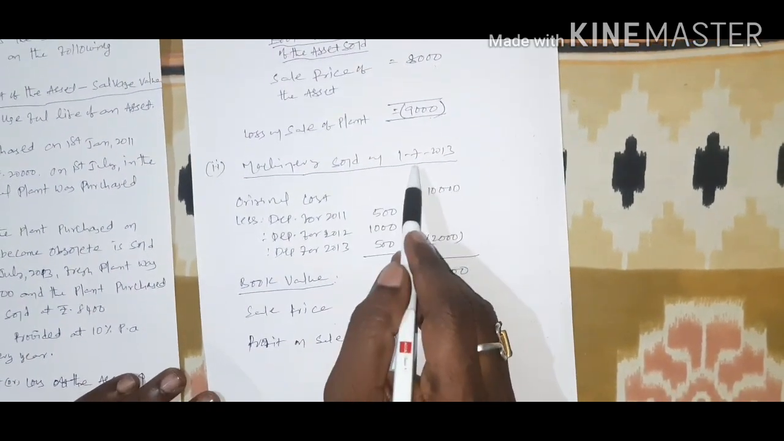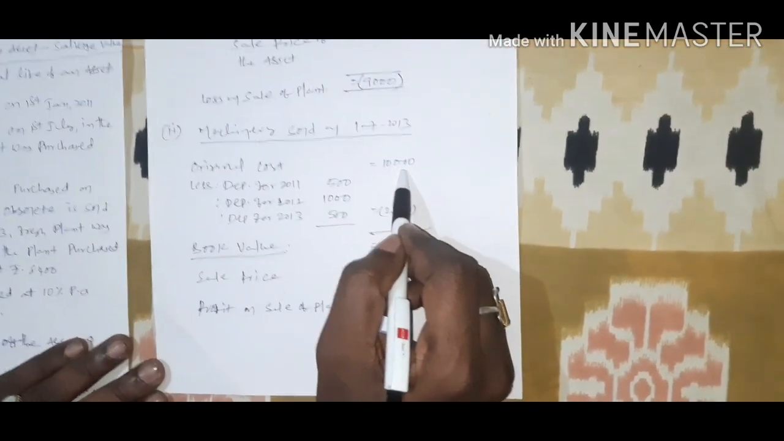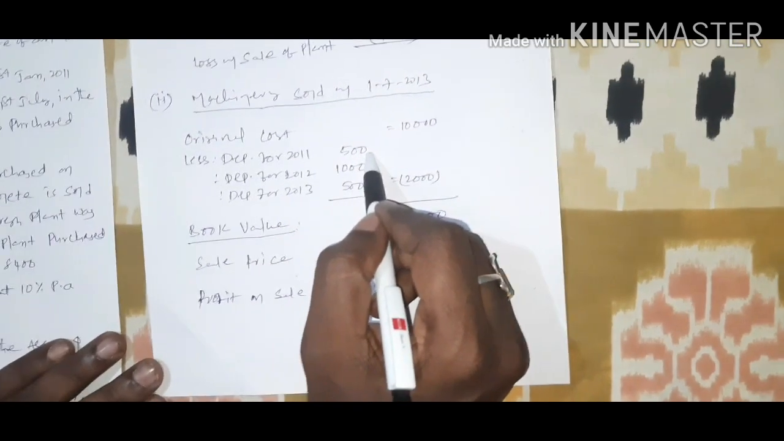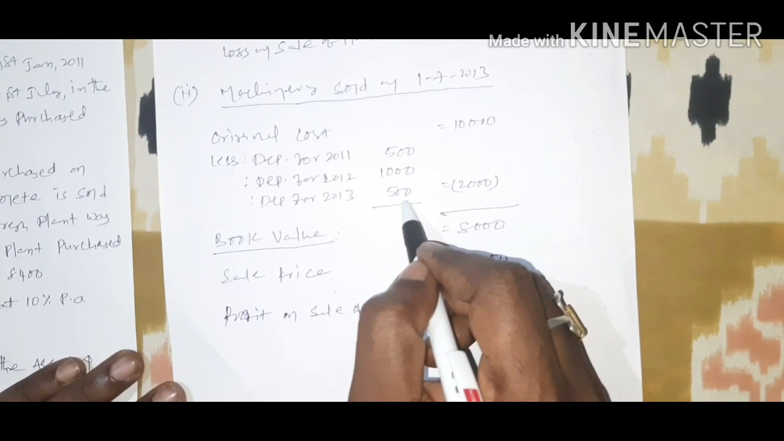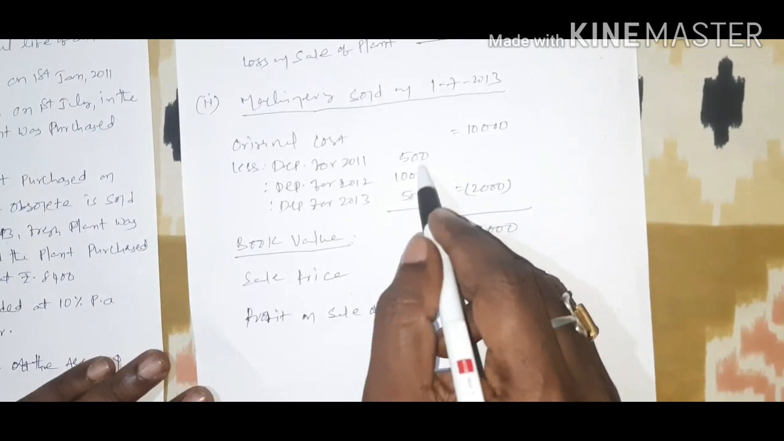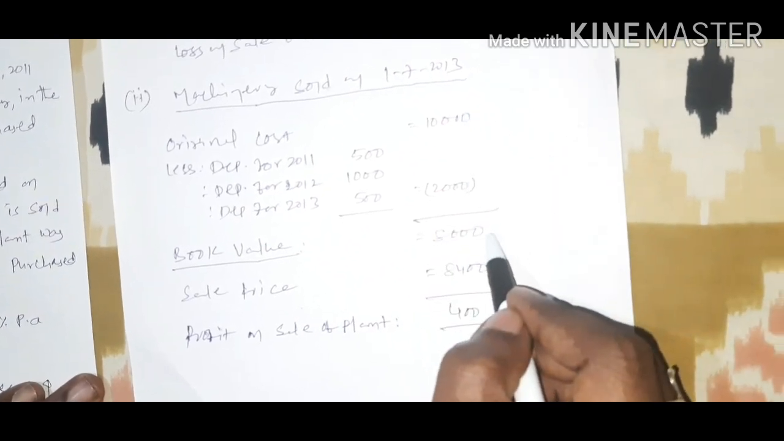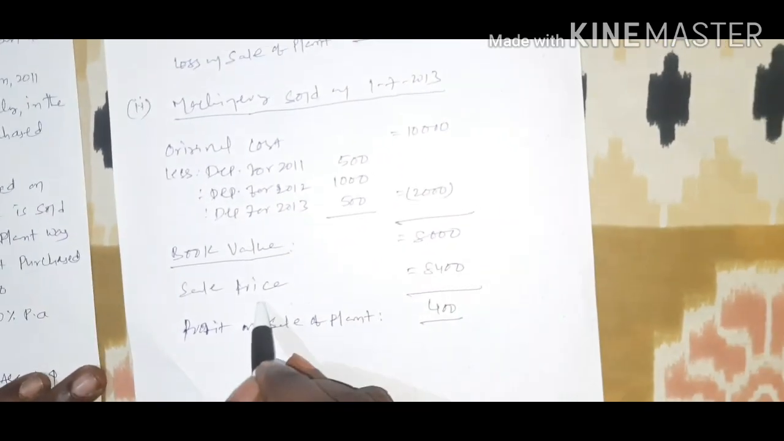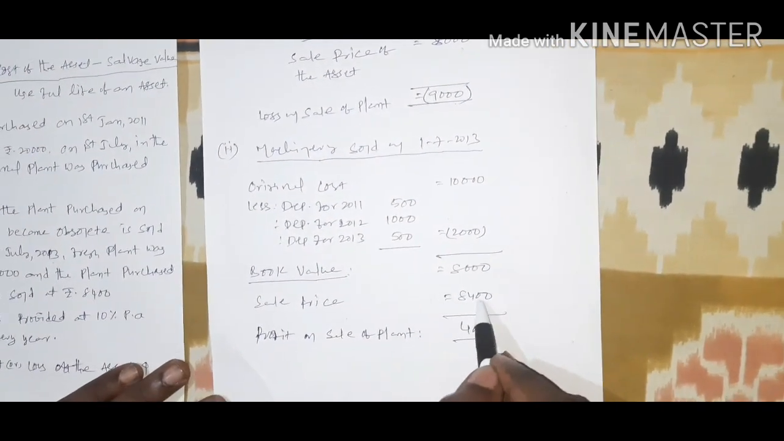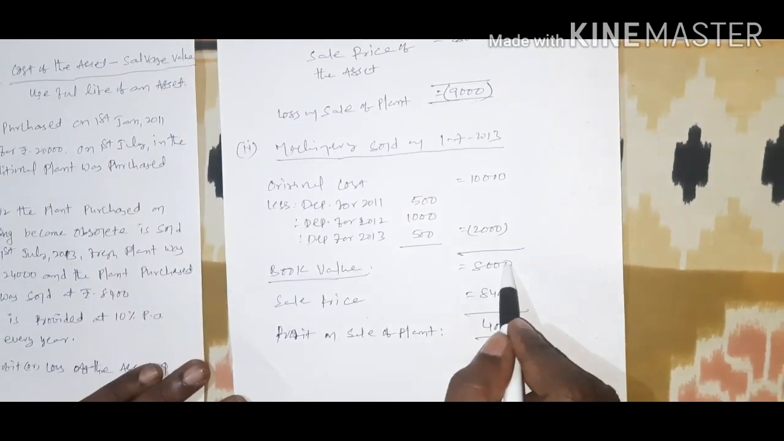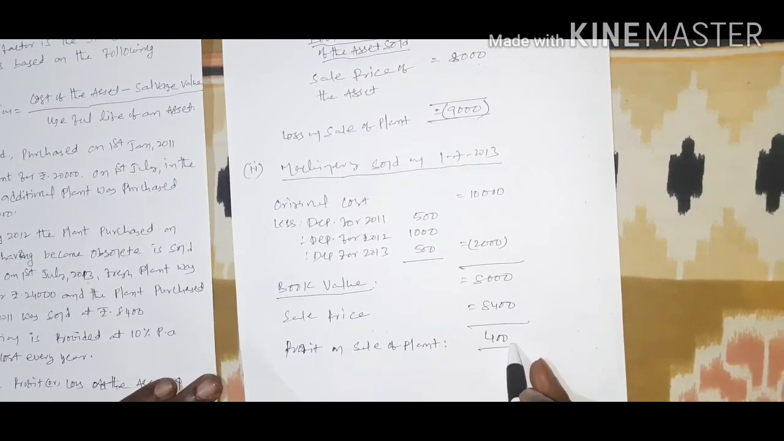Then let us calculate profit or loss on the machine sold on 1st July 2013. The machine which is sold on 1st July 2013, the original cost of that machine was rupees 10,000. For 2011, depreciation rupees 500. For 2012, depreciation rupees 1,000. For 2013, depreciation rupees 500. Total depreciation for 3 years rupees 2,000. Then book value of the asset sold is rupees 8,000. Friends, we are given that sale price of the asset is rupees 8,400. Here, the selling price is more than book value, then it results in profit on sale of plant, which is to be credited to profit and loss account.